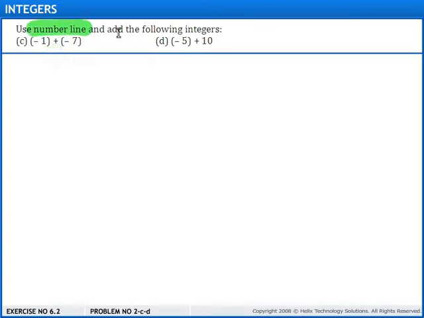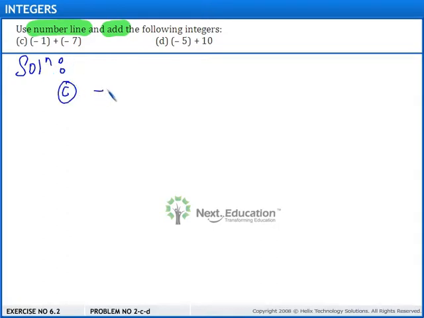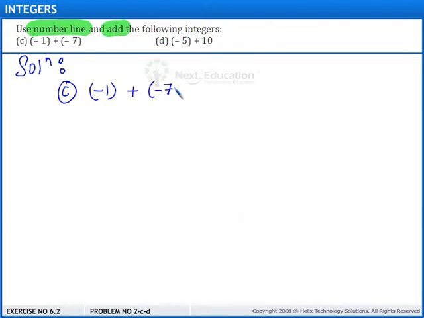Number line and add the following integers. Let us begin with the solution. Consider part C. Here we have -1 plus -7.